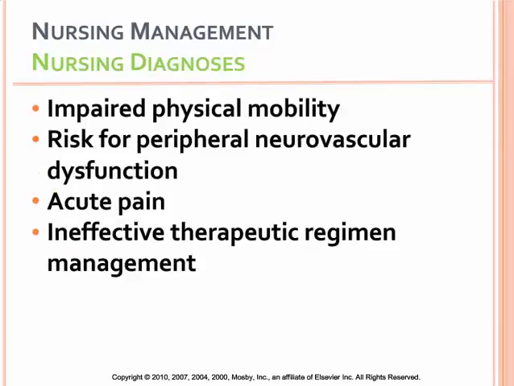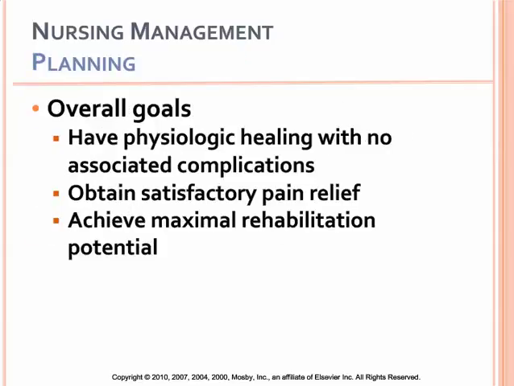Nursing diagnoses would include impaired physical mobility, risk for peripheral neurovascular dysfunction, acute pain, and ineffective therapeutic regimen management. Your overall goals should be to have physiologic healing with no associated complications. You want to obtain satisfactory pain relief, and you want to achieve maximal rehab potential.